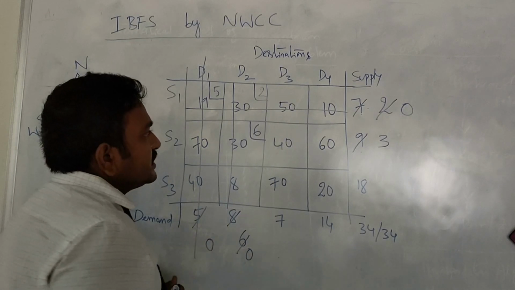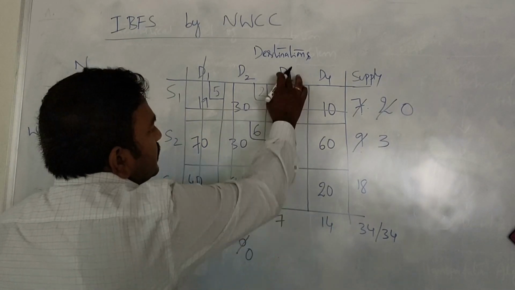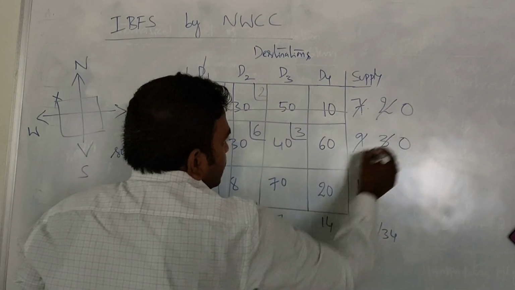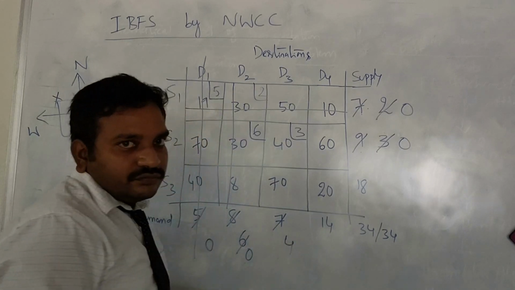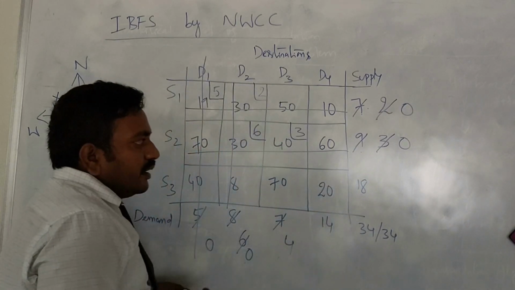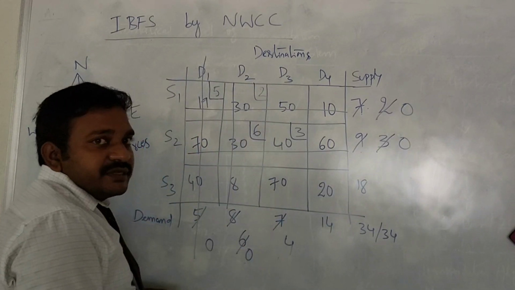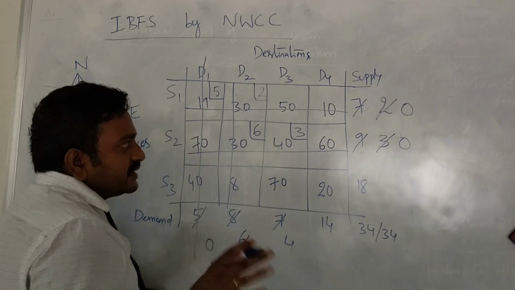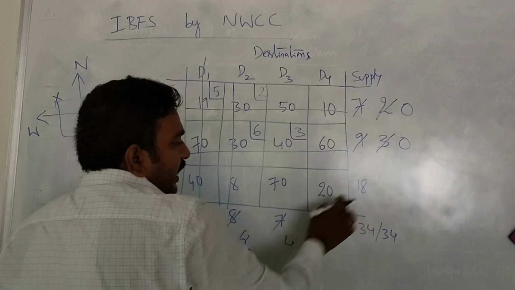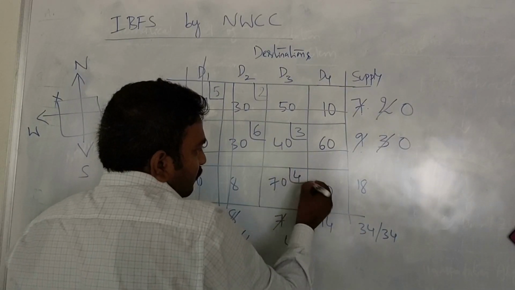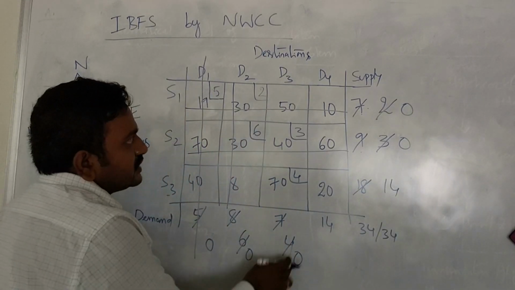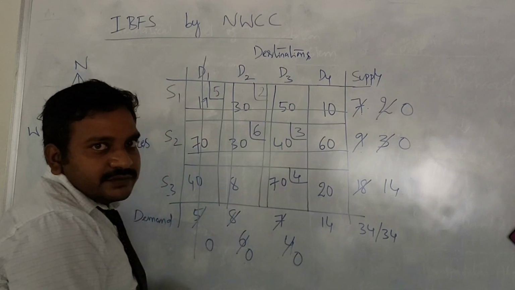The next first cell of the table will be S2, D3. 7 and 3. So I allocate 3 units here. S2 becomes 0 and D3 becomes 4. You have to eliminate this from the table. Again the next first cell of the table, the northwest cell, is S3, D3. 4 and 18. Here I can assign 4. So D3 becomes 0 and S3 becomes 14. Eliminate this.